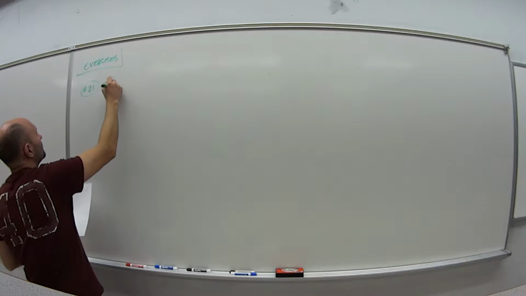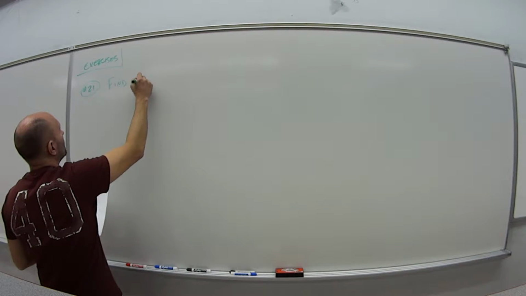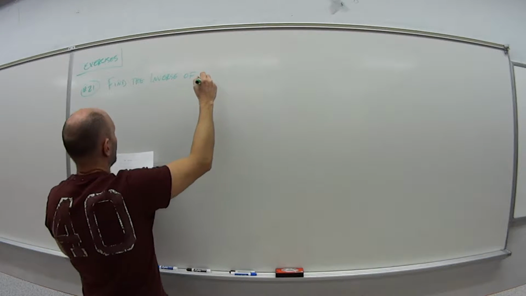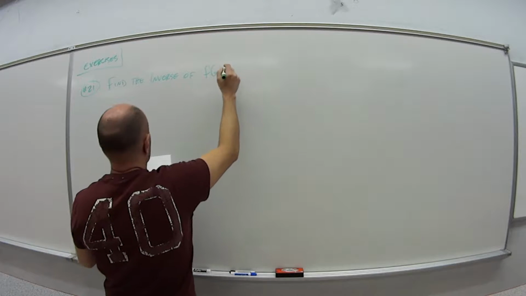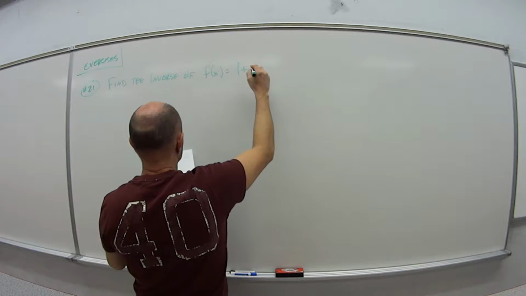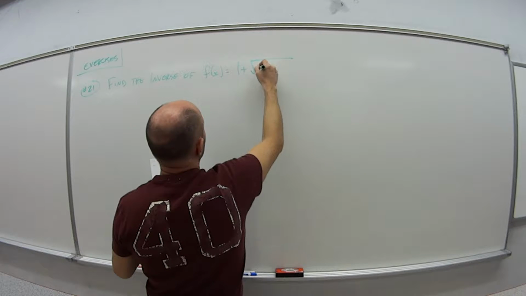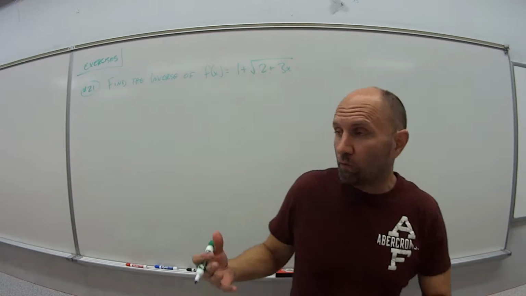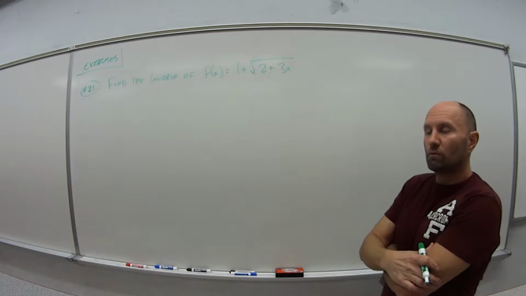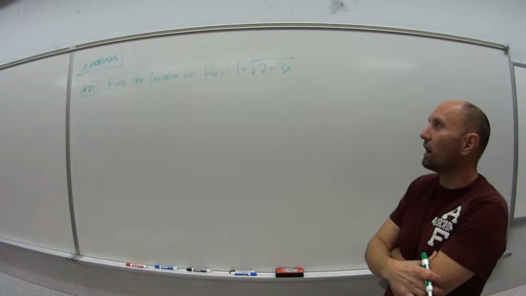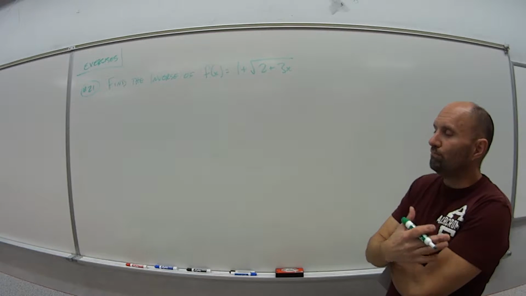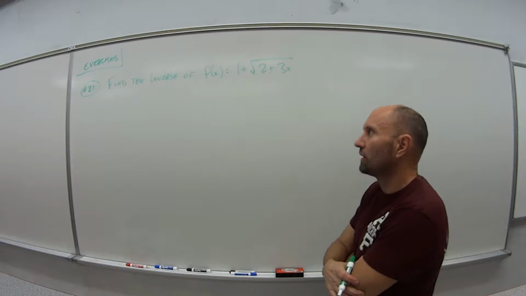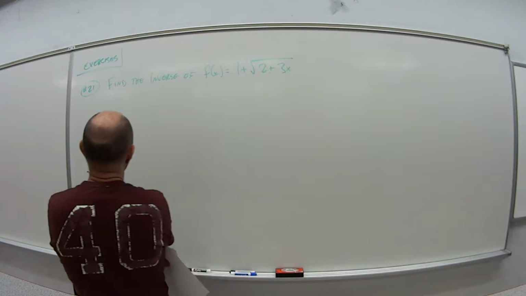And that says the following: find the inverse of f of x is equal to 1 plus the square root of 2 plus 3x. So if you want to hit pause, if you want to try this on your own, if you get stuck, hit play again, that's fine. If you didn't really recall the process of what we do and you want to follow it through on here, that's fine, and then maybe practice some more on your own.